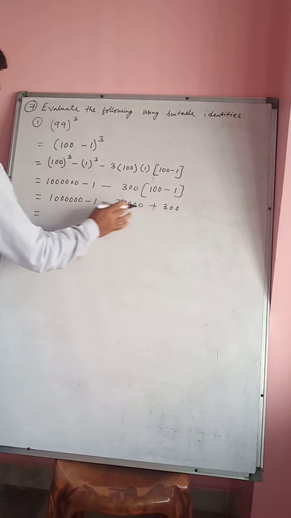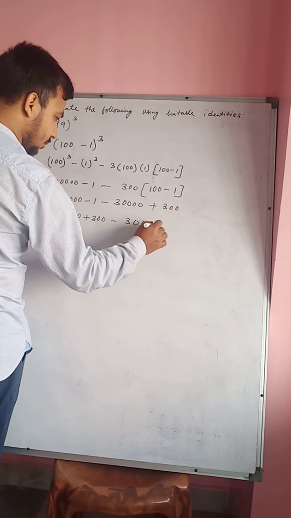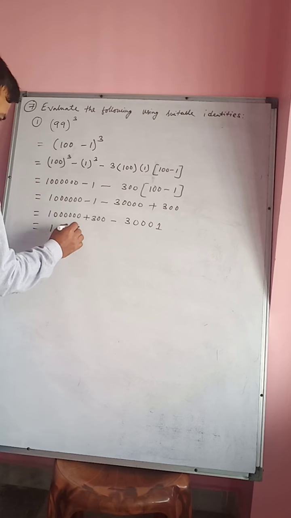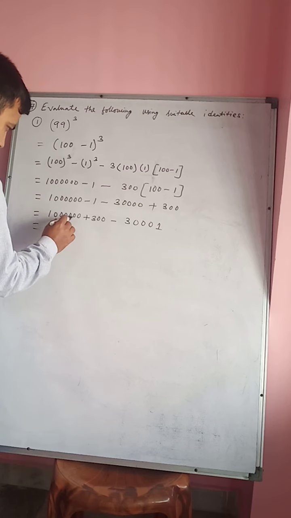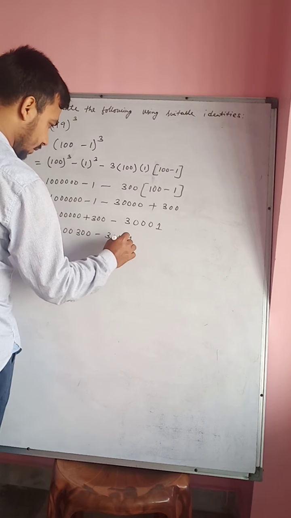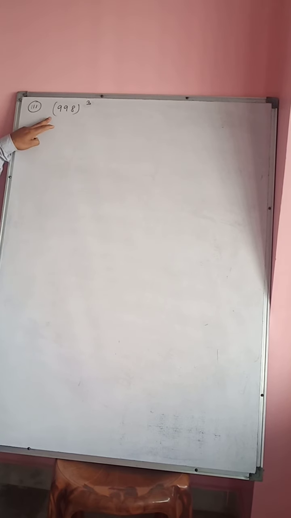Now we will add this. So now this will be 1000000 plus 300 minus 30000 minus 1. So after adding and subtracting, what we will get? We will get the answer is 970299. Okay.